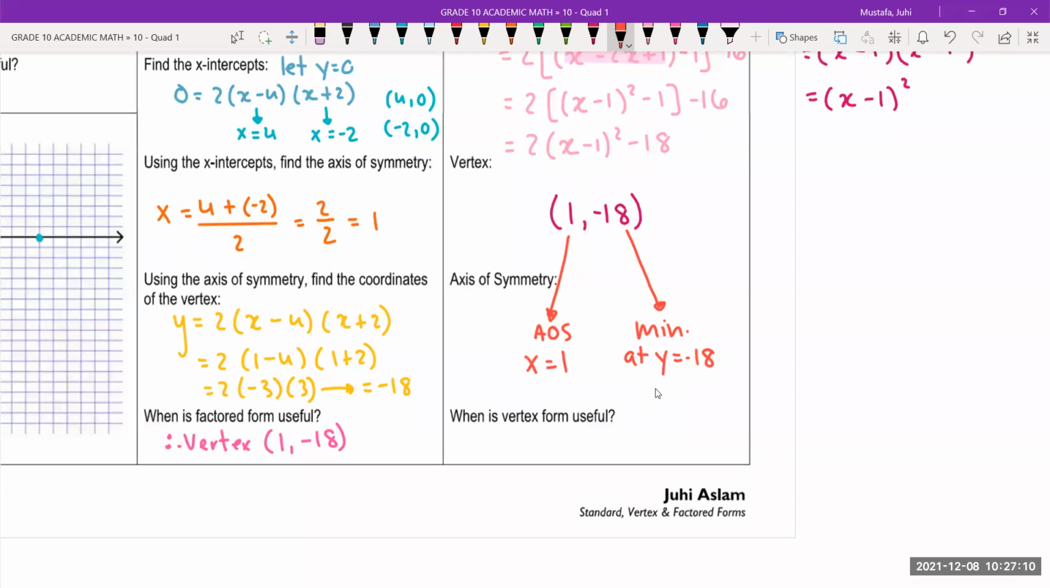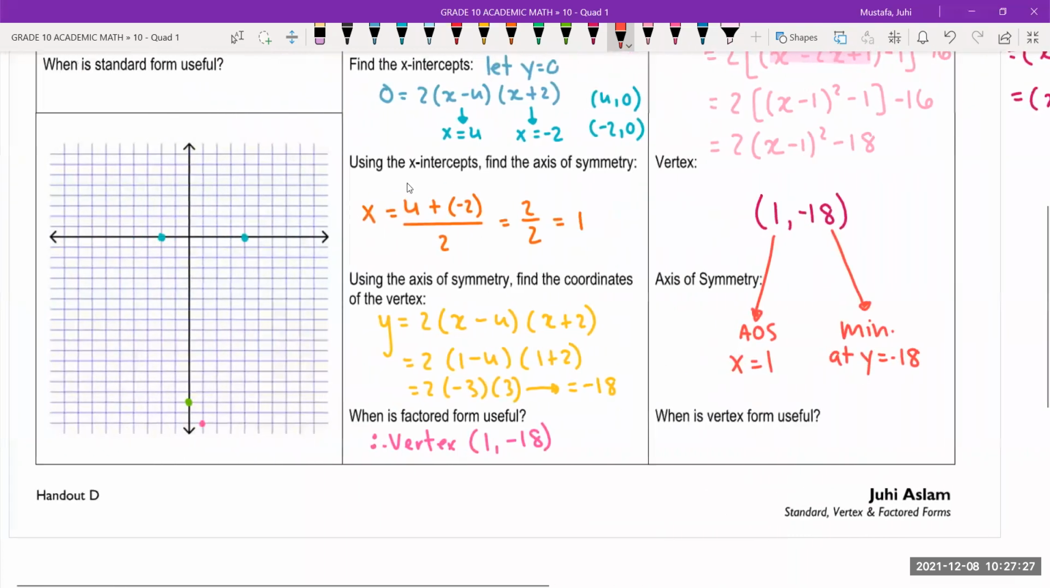So vertex form is really powerful, super important. You can answer a lot of questions. When is the vertex form useful? It's useful to graph the parabola. It's useful to give you the information about the vertex and axis of symmetry. It's probably the most useful form for parabolas.